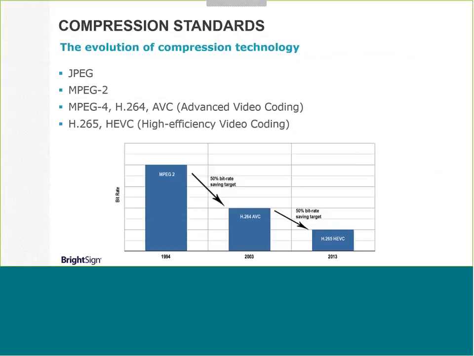I just want to go through real quick this H.265 compression standard. It's clearly the next generation in the evolution of compression technology. Back in the 90s, it was MPEG-2. Back in the early 2000s, it went to H.264. And now all of the content guys are starting to switch over to using H.265.